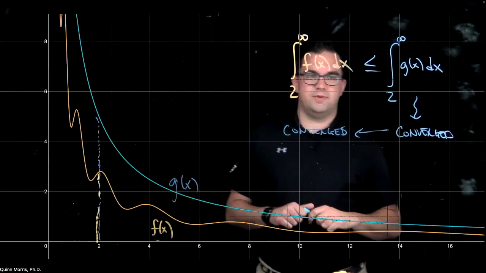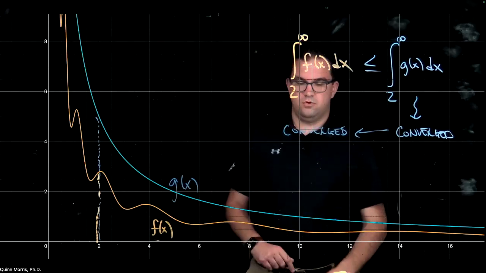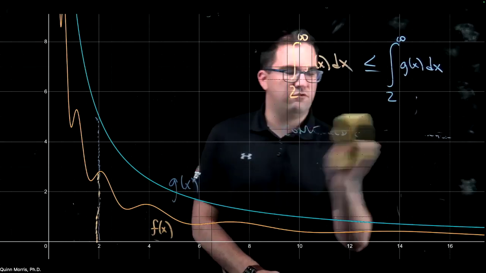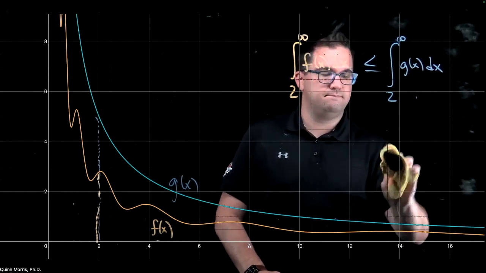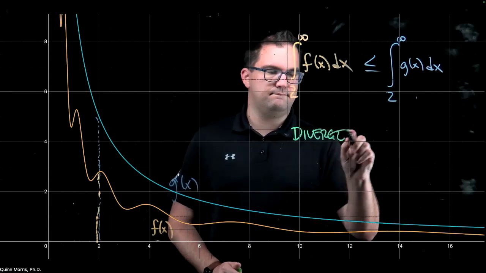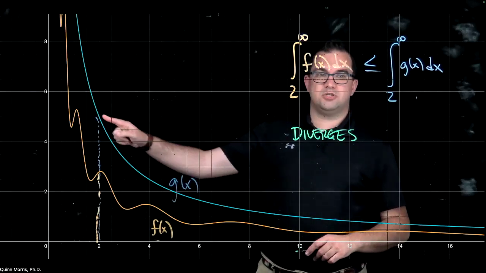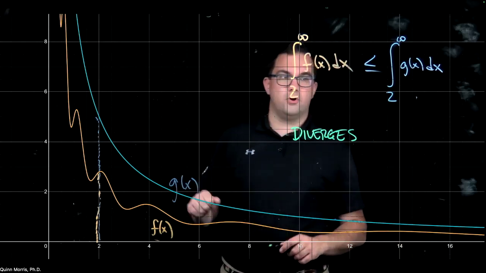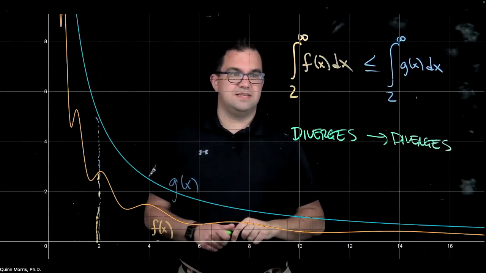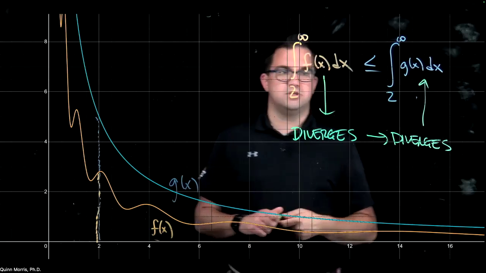Now, I could flip the argument around also. What if maybe I wanted to know something about g, and for some reason f was easier to deal with? So what if I was able to look at the integral from 2 to infinity of f, and I computed it and it diverges. Well, if there's infinite area under this orange curve, then there must also be infinite area under this bigger blue curve, right? So that would tell me that this integral has to diverge. So sometimes knowing something about one integral can indirectly tell you something about the other.